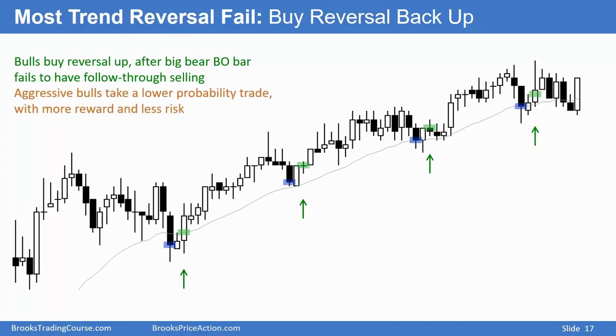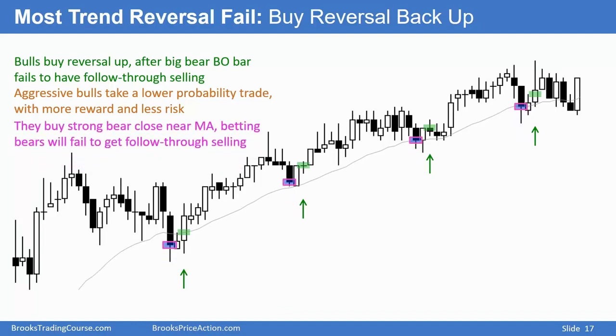So aggressive bulls buy the closes, betting that the bears will fail to get their follow-through selling. And other bulls who want slightly higher probability, they're willing to pay for it with slightly greater risk, the stop being further away, but it's still just as valid as taking the more aggressive buy at the bear close. One has better probability with worse risk reward. The other has better risk reward and lower probability.